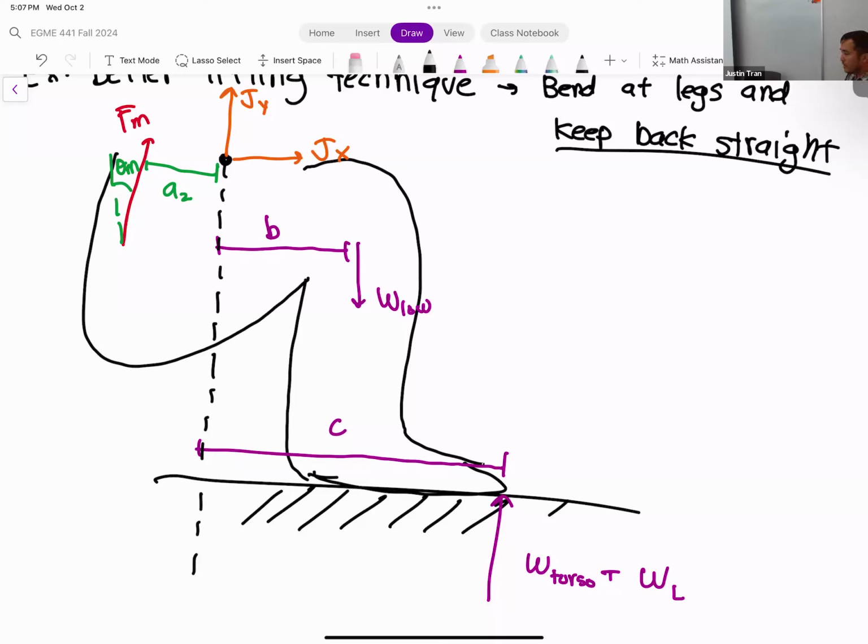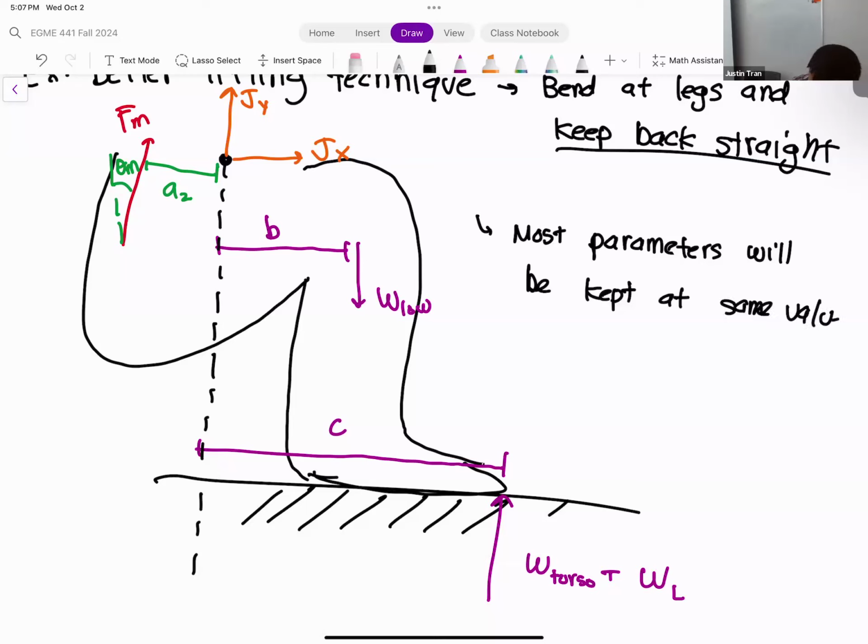One thing that does change here is that usually when you lift with your legs, you bring the load naturally closer to your body, and so this distance C and the distance B are probably going to be lower in here as well. But we'll keep them the same, just for the sake of argument here. So most parameters are kept at the same value. I'm not going to write all those down again.